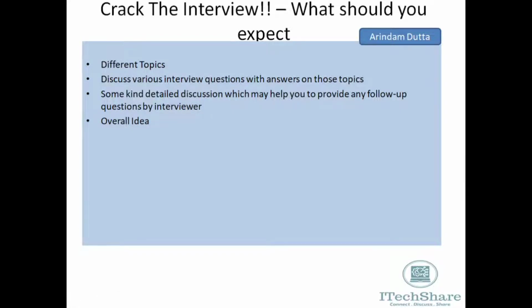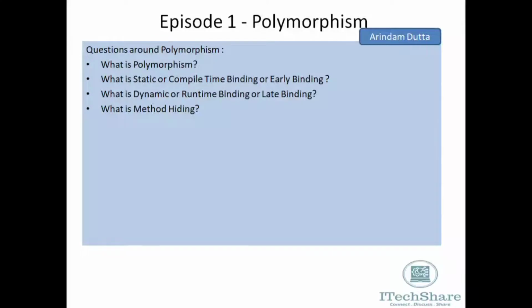Happy learning. Today's topic is one of the most common and most discussed things, that is polymorphism. Here we'll discuss and understand what is polymorphism, what is static or compile time binding or early binding, what is dynamic or runtime binding or late binding, and finally what is method hiding, how it is different from the others.